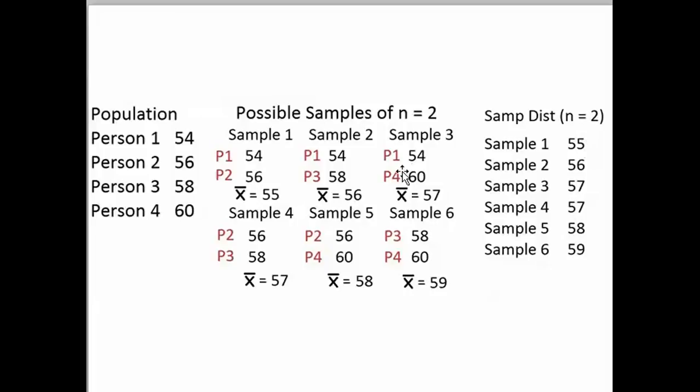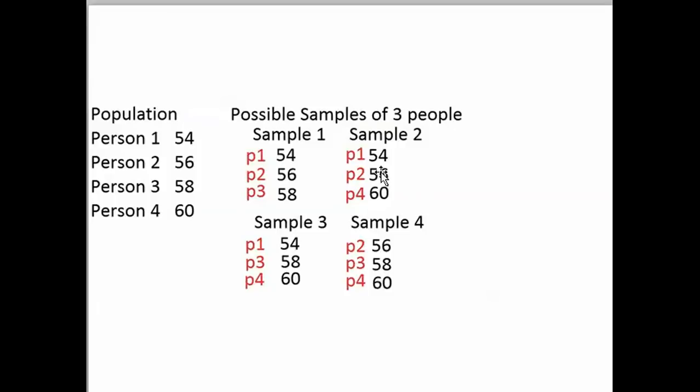Now what if I wasn't selecting a sample of 2 people from the population? What if I was selecting a sample of 3 people from the population? Well then I would end up getting one of the possible samples of 3 people. And we can look at what those possible samples are.